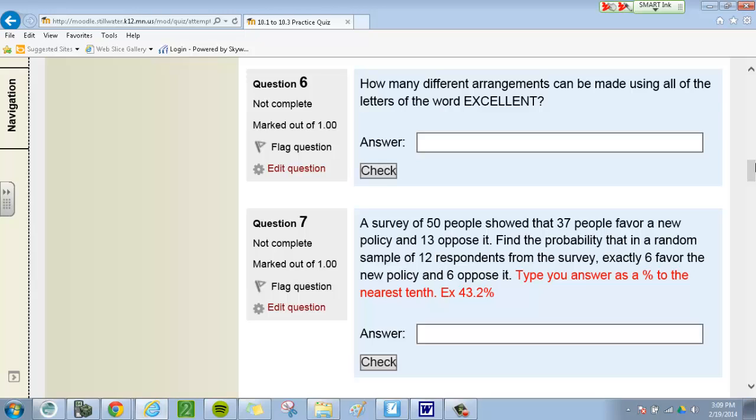Okay. Going on to this one: how many different arrangements can be made using all the letters of the word "excelente" without the A at the end?